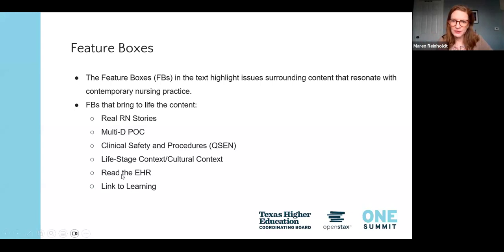The next feature box type is the life stage context or cultural context. And other texts do include age-related or cultural-related considerations. That's not necessarily new, but by talking about them as life stage context or cultural context, it helps students pay attention to the subtle differences or the obvious differences that they will need to recognize in order to alter their approach to patient care.